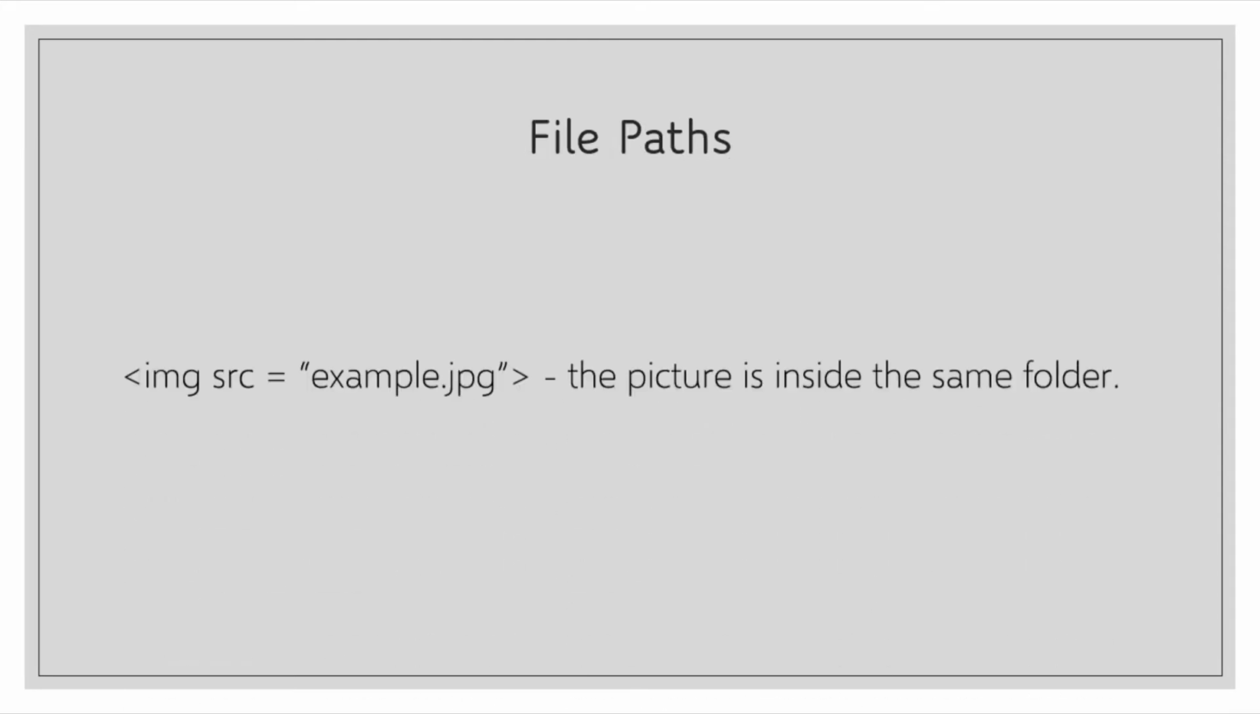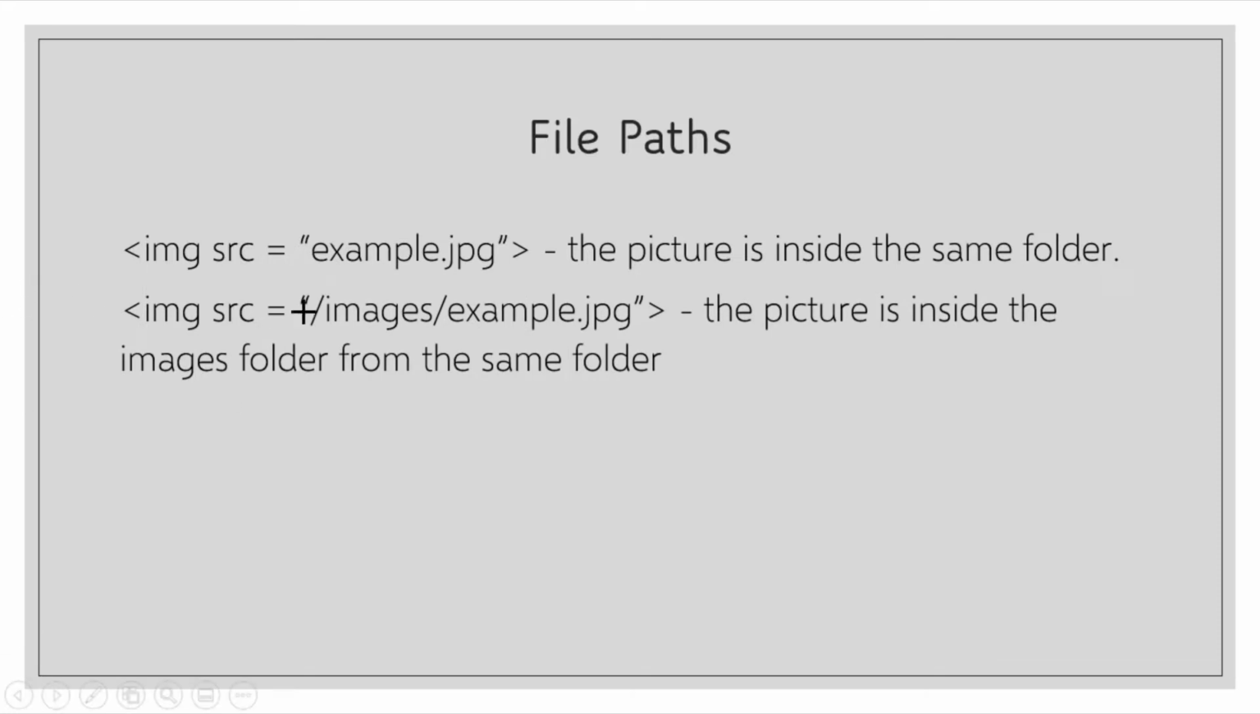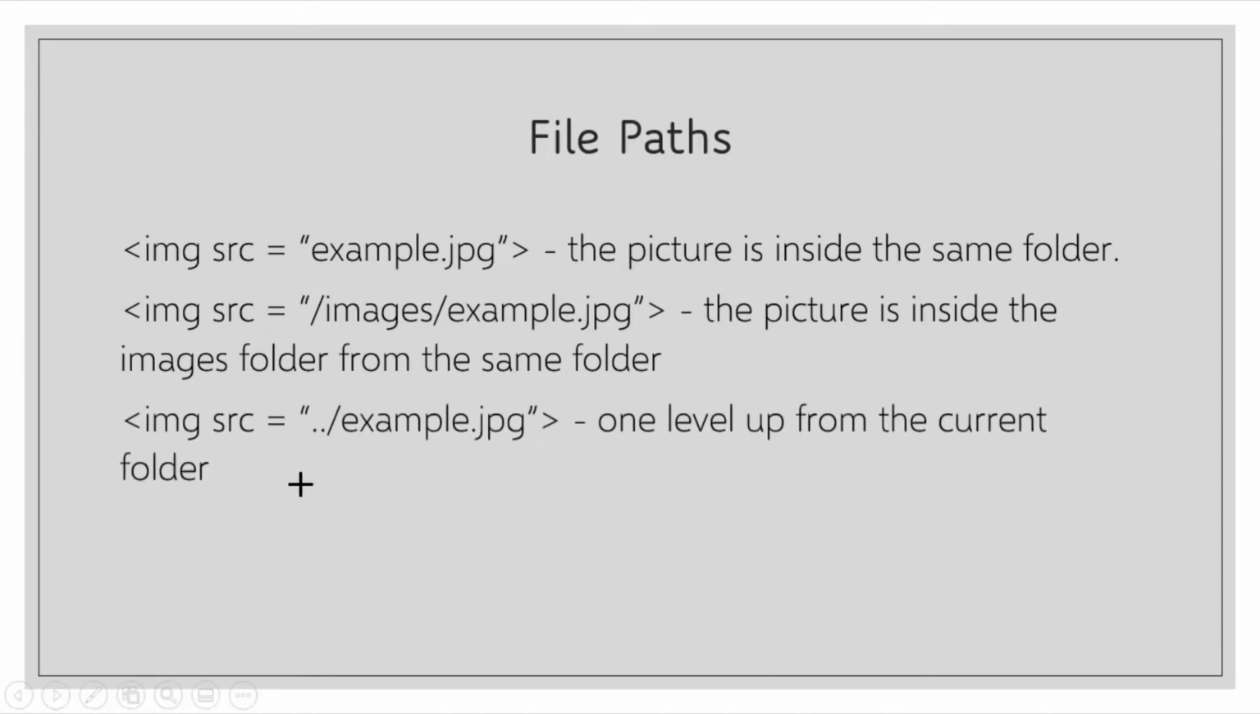So, file paths. Image source example.jpg. We're going to be going through the meaning of each of the file paths that we're going to be using in HTML. The image source example.jpg will mean the picture is inside the same folder. The image source equals images slash example.jpg means the picture is inside the images folder from the same folder. So from the current folder it will go into the images folder and then get the picture. And finally, image source dot dot slash example.jpg would mean it will be one level up from the current folder.